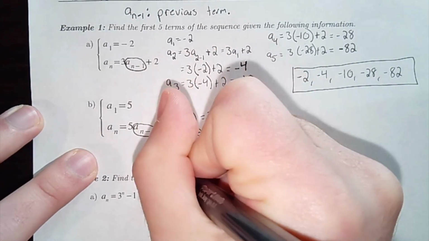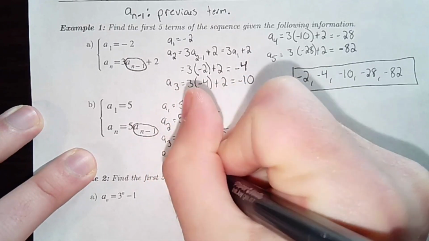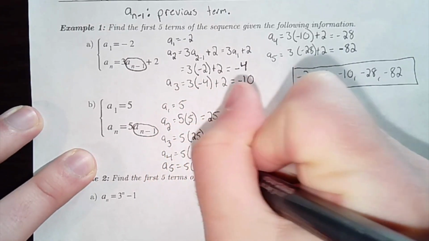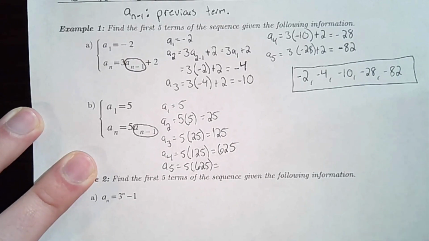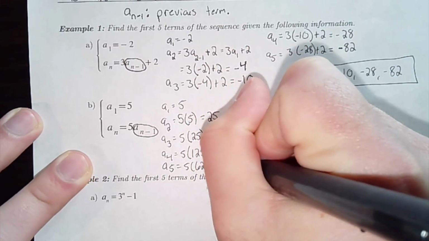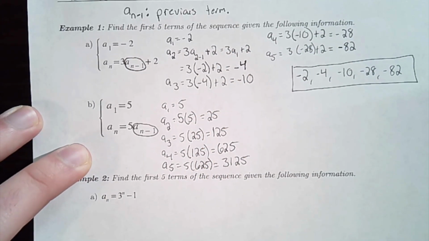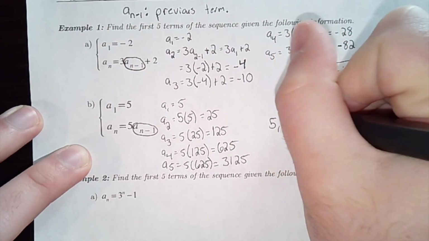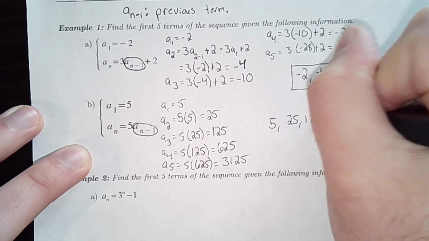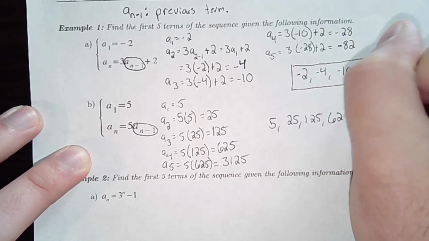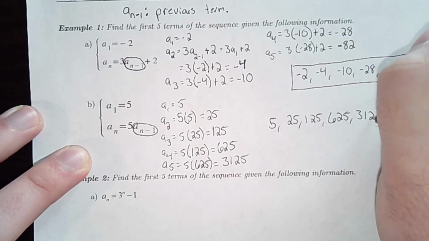And finally, a sub 5 is going to be 5 times 625. Probably need to grab a calculator for that one. I already have my answer here, is 3,125. So I now have all my answers again. I want to list those out. 5, 25, 125, 625, and 3125.